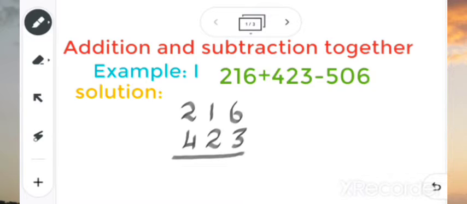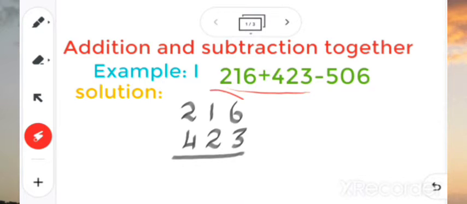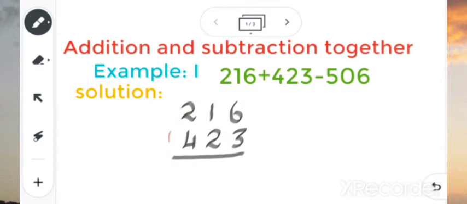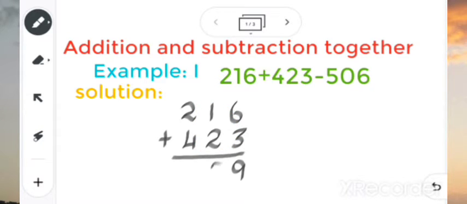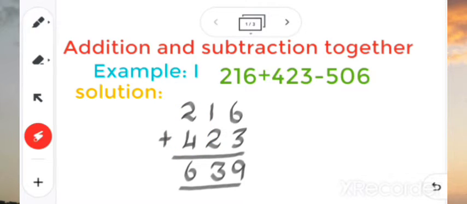I have arranged these first two numbers in order. These two we are going to add now, so I am writing the plus symbol here. Let's add now. 6 plus 3, it will be 9. Next we have 1 plus 2, we will get 3. Again 2 plus 4, 6. So this is the sum we have got for adding the first two numbers.